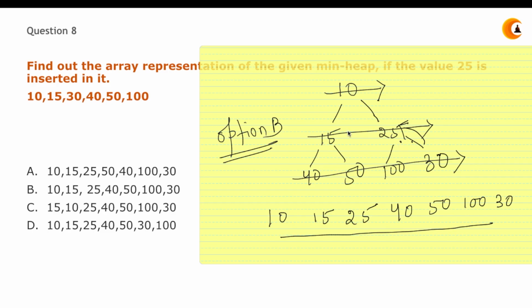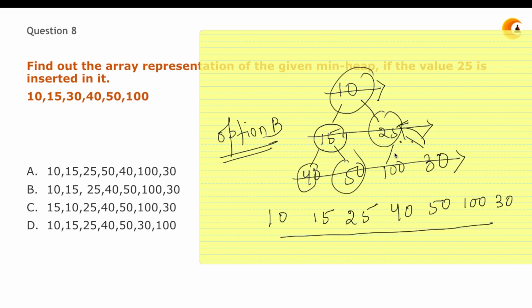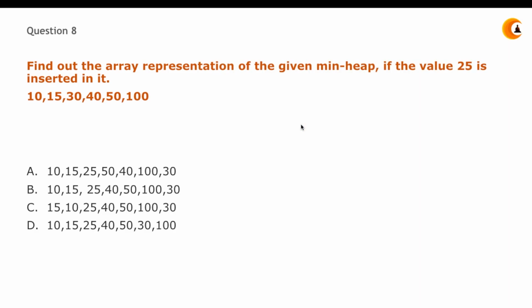Okay, now you see that every parent node is smaller than the respective child node, right? Yes or no? It is. So make sure that you write it something like this. And how do you finally find out the order, or the set of the output? Make sure it's always from left to right. So first 10, then 15, 25, then 40, 50, 100, 30. So that is option number B. So option number B is your answer.